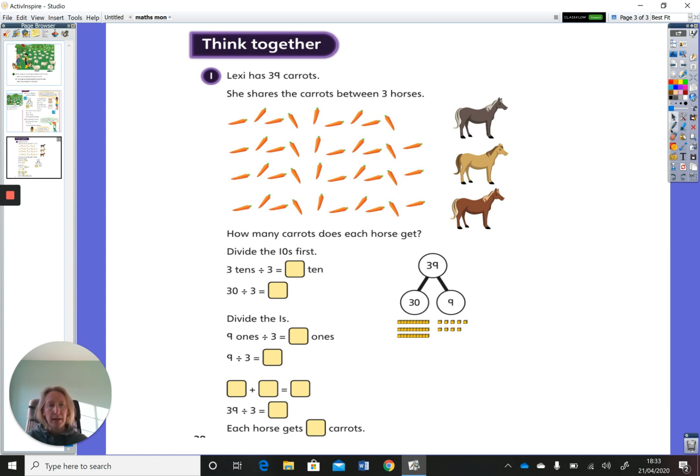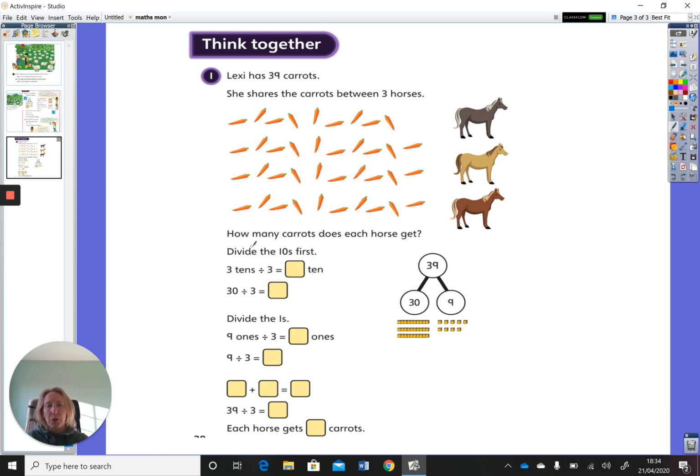Okay? Now, if you remember, we're going to try and use our part-whole model. I managed to say it correctly. And the first thing we do is we draw that part-whole model. So we know we've got 39 carrots because they've told us, and so we put our 39 in the top and then we partition it. 39 partitioned is 30, your 3 tens, and then your 9 ones. And I would do that first, and then we just need to fill in the mathematical statements, if you like.